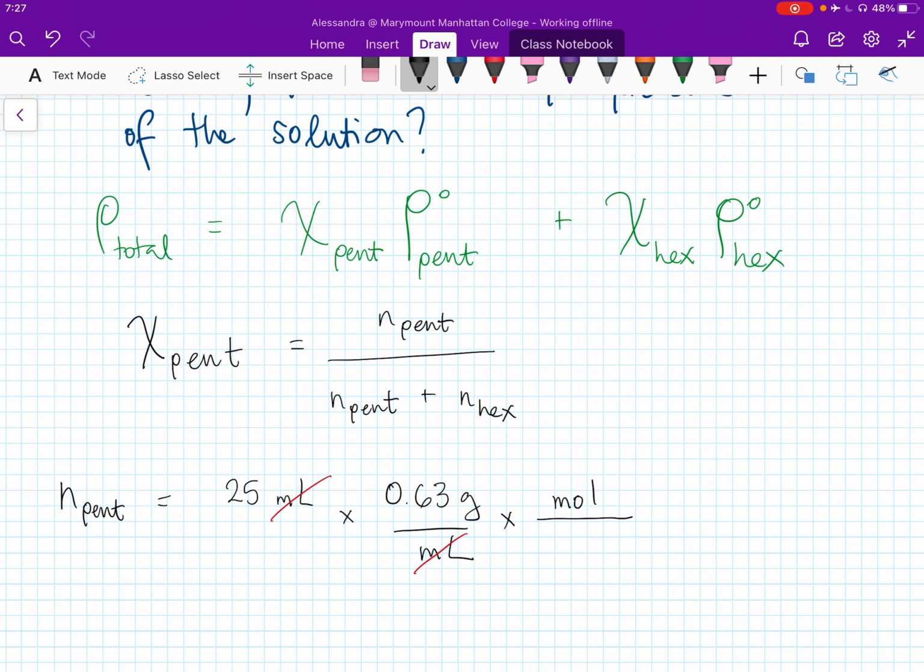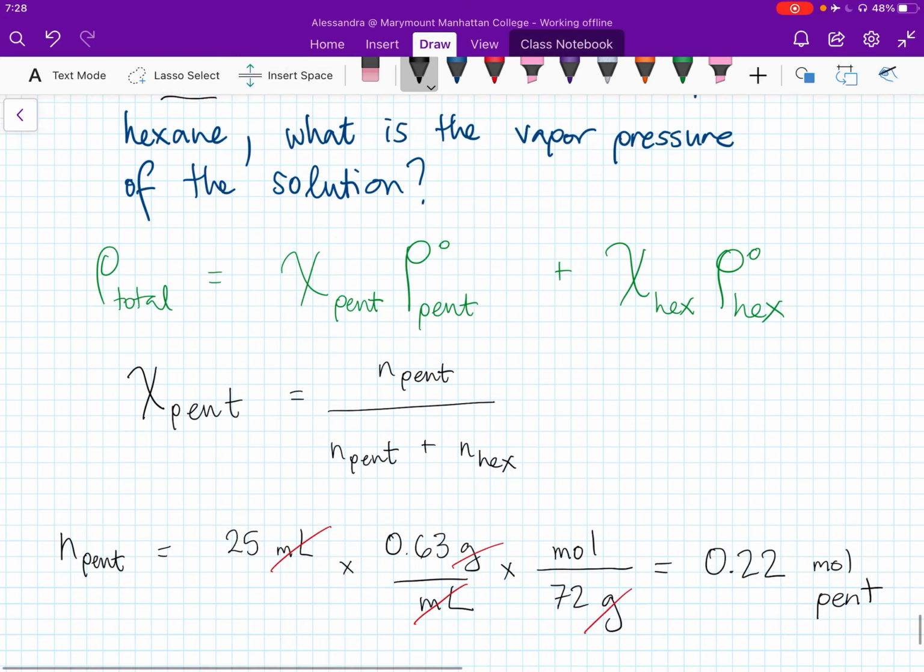So C5H12 is going to be 60 plus 12. That's about 72 grams per mole. Okay, so that's the reciprocal of the molecular weight. And that calculation will give me the number of moles of pentane. So if you do that arithmetic, you should get a number of 0.22 moles of pentane.